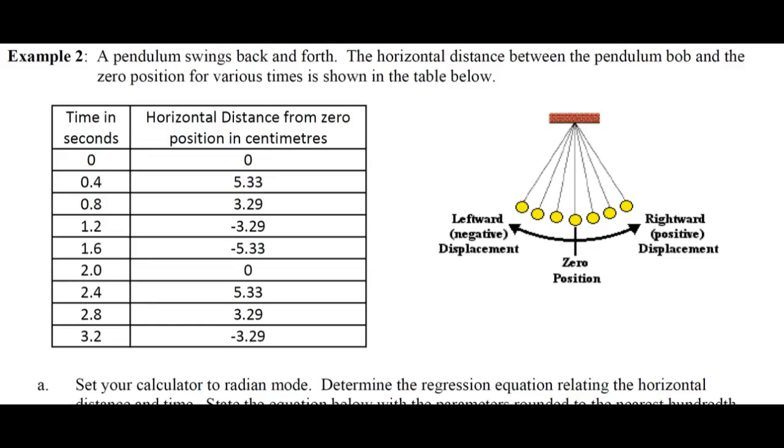Okay, example 2. A pendulum swings back and forth. The horizontal distance between the pendulum bob and the 0 position for various times is shown in the table below. So here's the 0 position and horizontal distance, which would be measured this way or this way. This would be a positive displacement to the right. This is a negative displacement to the left. So at 0.4 seconds, maybe you've moved it all the way out here, and then at 0.8 seconds, it's moved to here, and then it goes to negative 3.29, negative 5.33, back to 0, and so on.